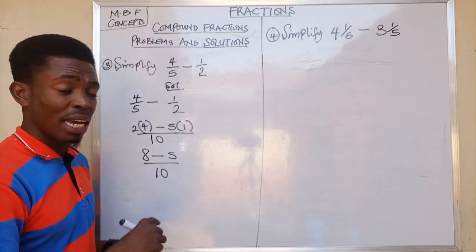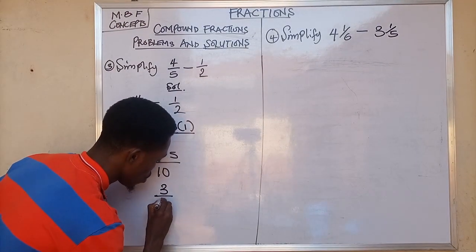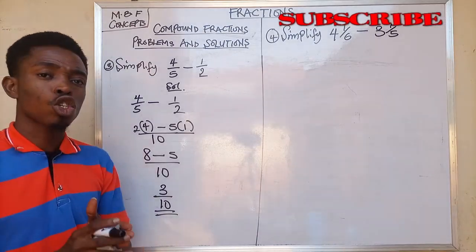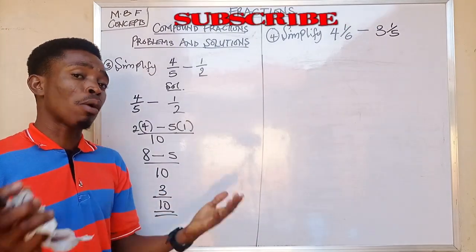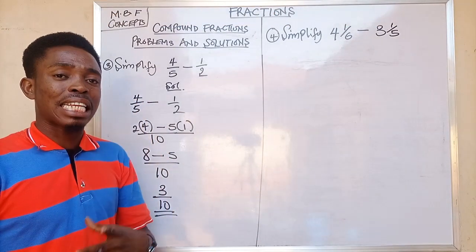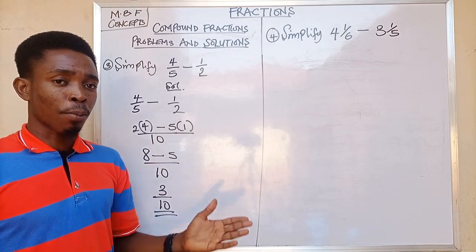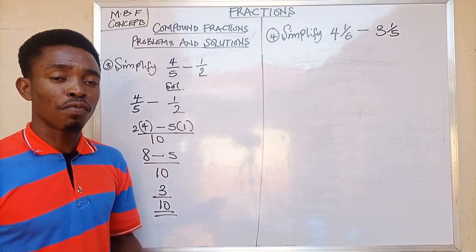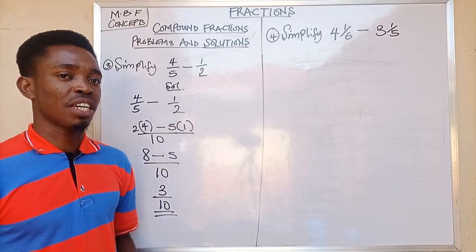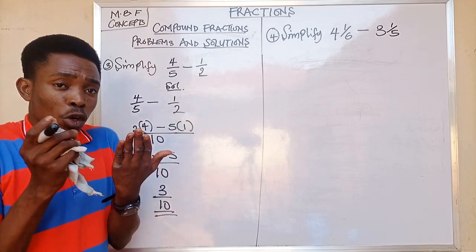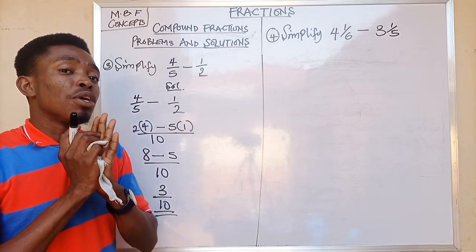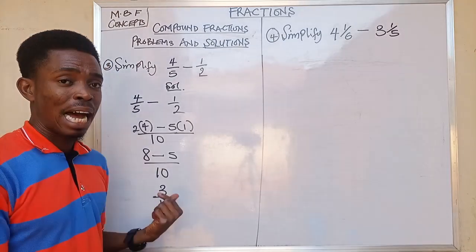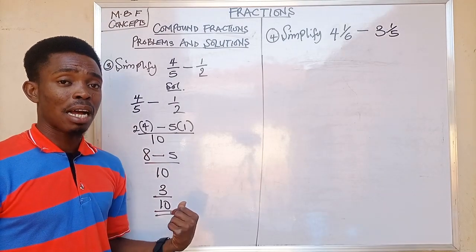When you remove 5 from 8, guys, you're going to have 3 over 10. And as we have it here, the numerator is smaller than the denominator. Or in other words, the denominator is greater than the numerator. Hence, this is a proper fraction. And anytime you arrive at a proper fraction, there is no need for further step or further simplification, except on the ground that for those doing objective, maybe you have your answers in decimals, then you can go ahead and convert this to decimal place.